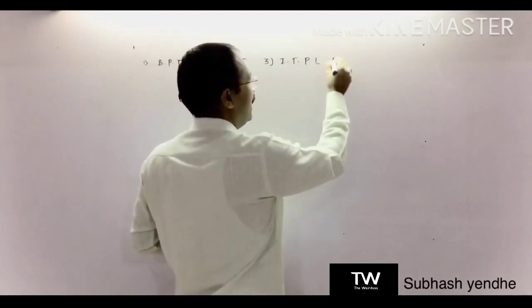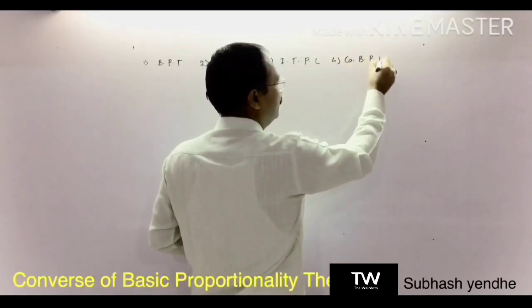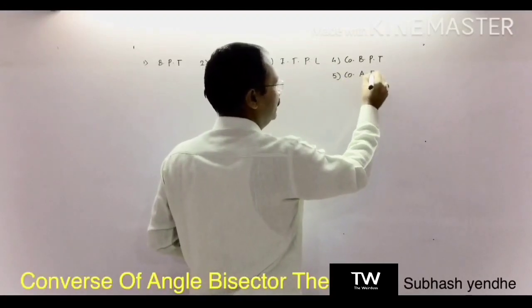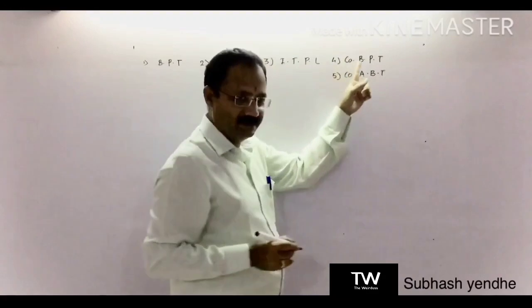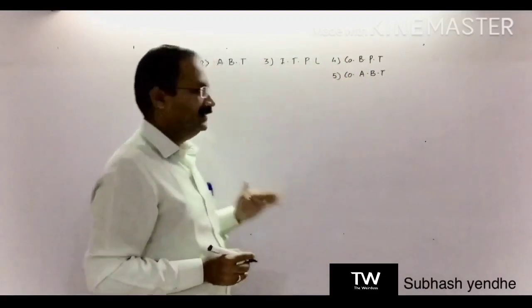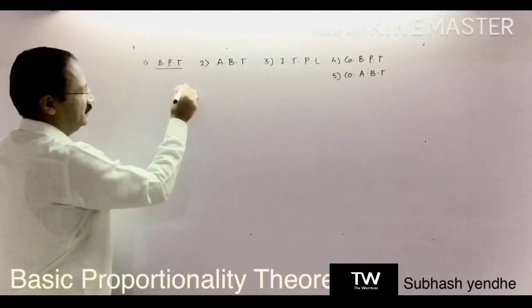With this, we have to study converse of BPT and converse of A.B.T. Converse of basic proportionality theorem and converse of angle bisector theorem. Now let's start. The first one is BPT.